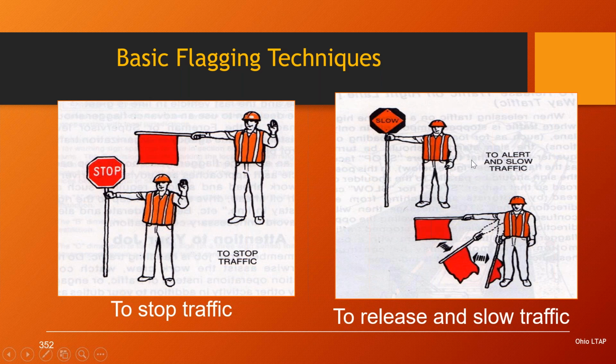And then we can move our left hand and point them in a direction so that they can proceed. And with a flag, we raise and lower the flag from our arms straight out down. So we're raising and lowering it to slow traffic.